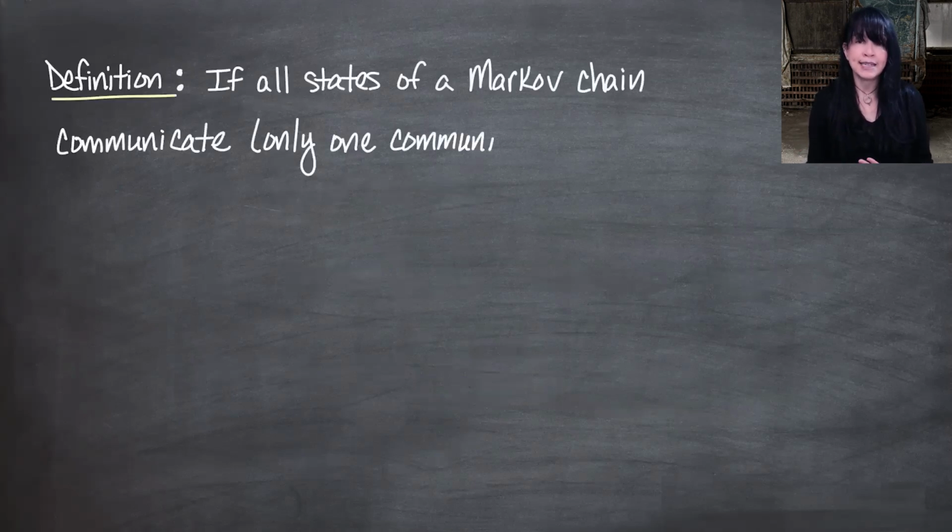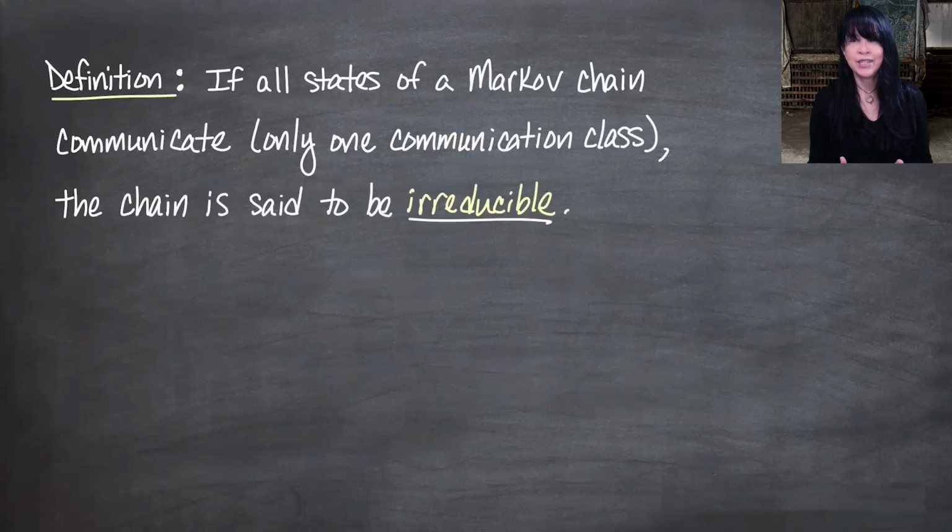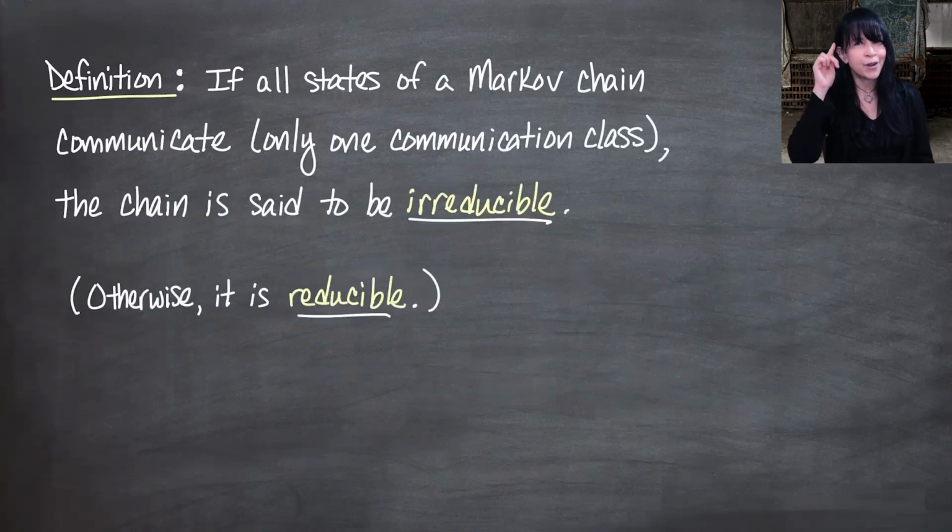So now I have some more definitions for you. If all states of a Markov chain communicate, so if you try to break it up into communication classes and you find that you only have one class, we say that the chain is irreducible. Otherwise, we say that the chain is reducible. I want to remind you that our end goal here is to look at whether or not we have limiting probabilities or like an equilibrium distribution for the Markov chain.